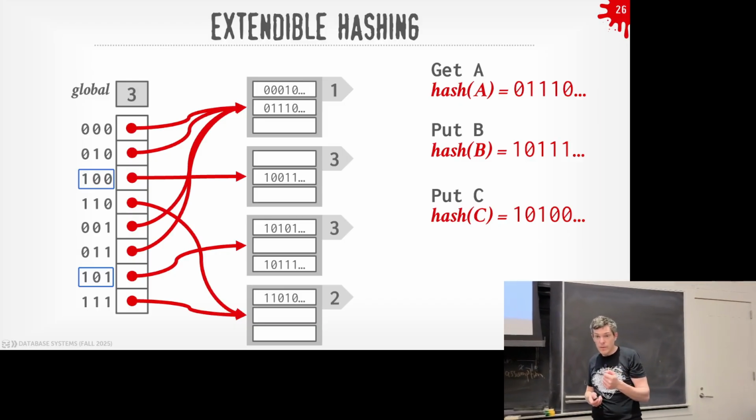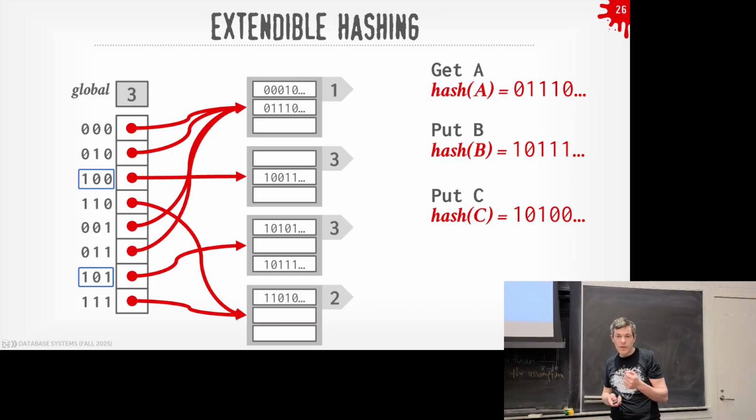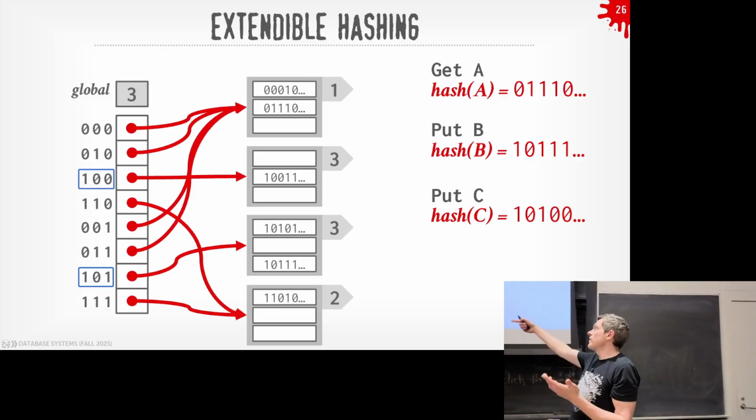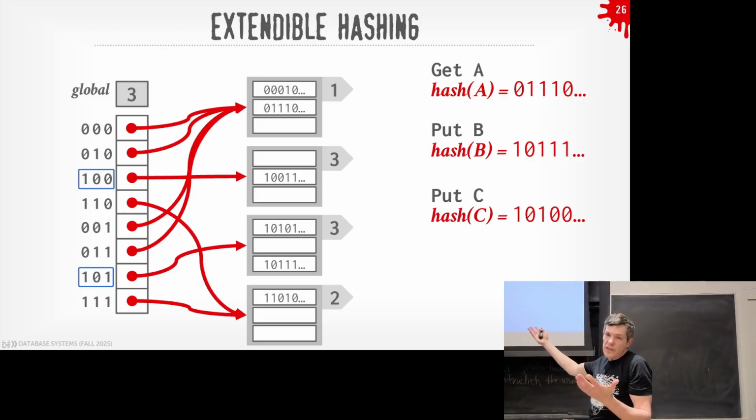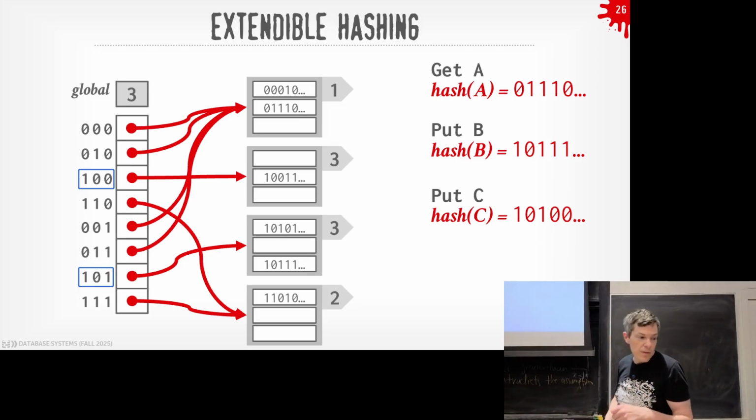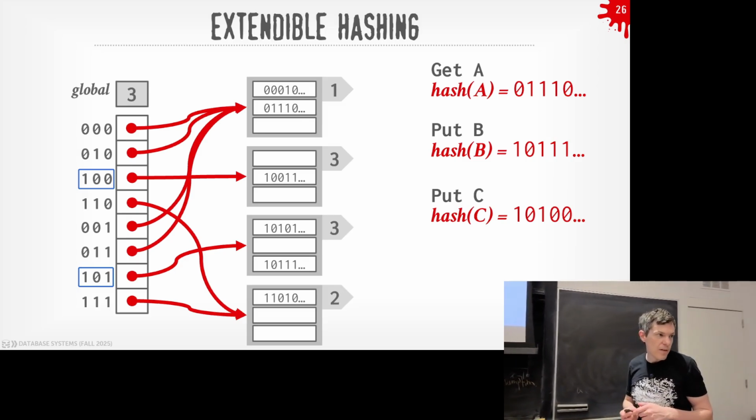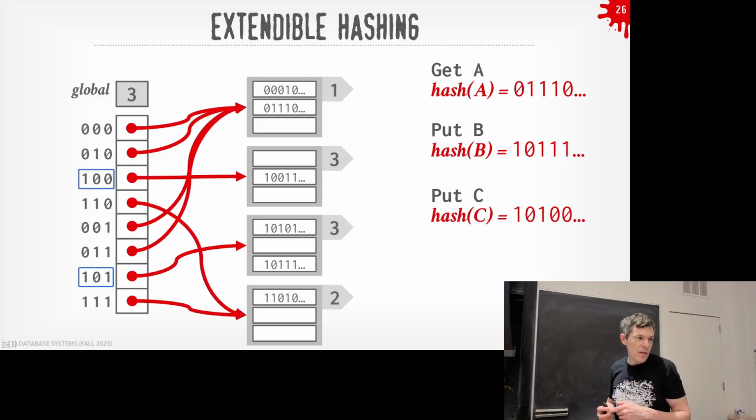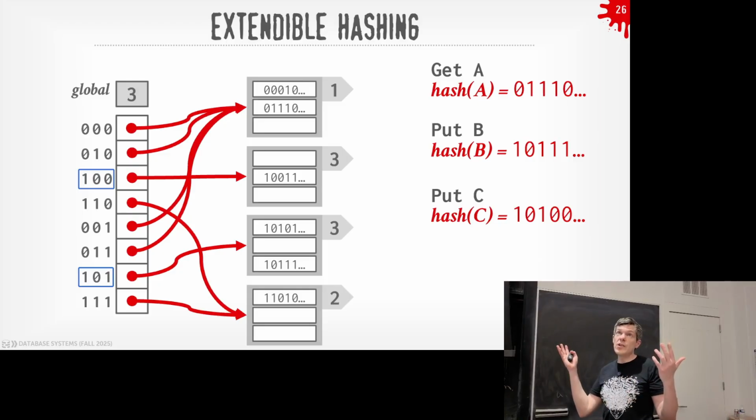Yes, question? Is the number next to the bucket just tracking how many times it's been split? Yes, the question is the number next to the bucket keeping track of how many times it's been split? More or less, yes. Yeah. The question is, could you come up with a pathological case where this thing just grows exponentially because everything's hashed in the same location? Yes.